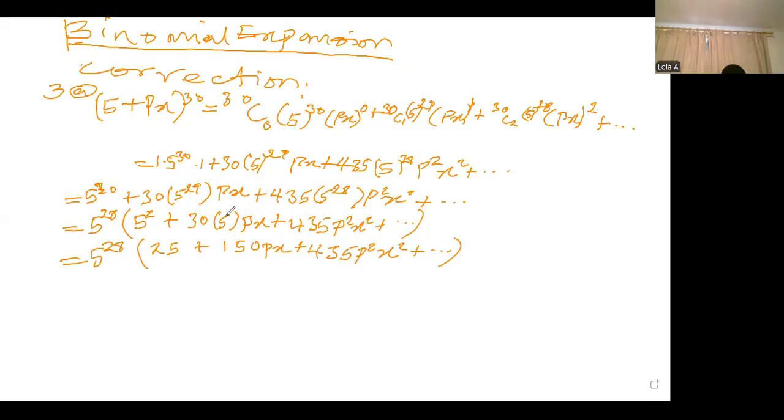Now, question B. Before you write, just hold on. I will give you time to write. Question B says we should do what? That we should, given that in this expansion, the coefficient of x squared is 29 times the coefficient of x, work out the value of p. Okay. Now, I will write out coefficient of x. I also write out coefficient of s squared.